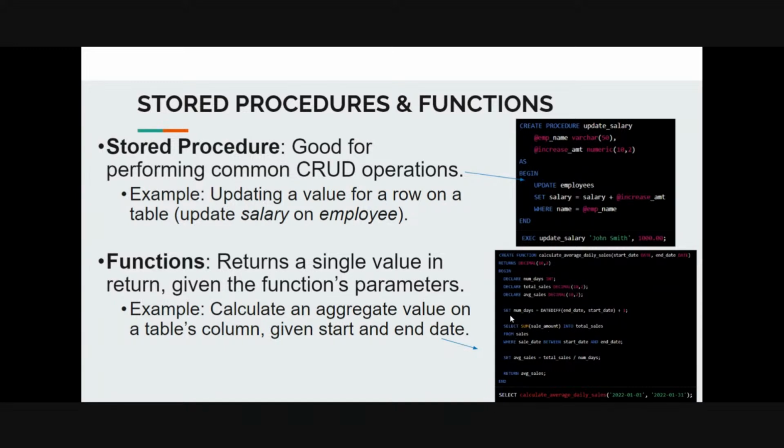So you have select sum of the sale amount into total sales from sales. So you're selecting it into this variable that you declared, where the sale date is between start date and end date. And then you could set the average sales as total sales divided by number of days. So you got the sum of the sales over all of those days, the number of days, which will return your average sales. So it's on the sales table is where this function specifically applies.